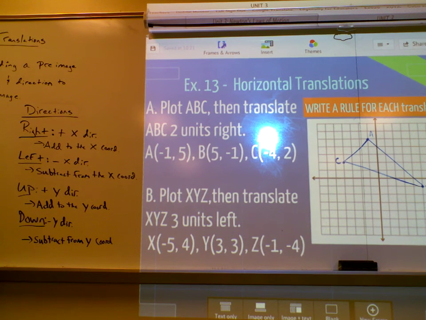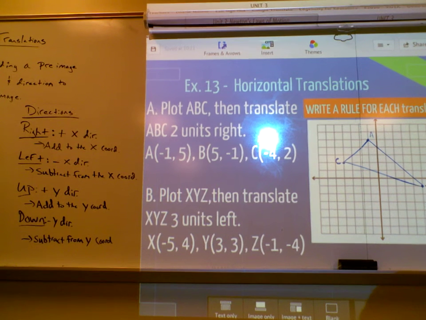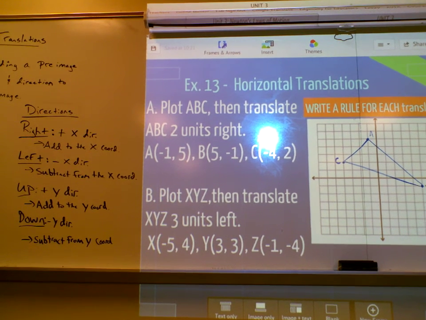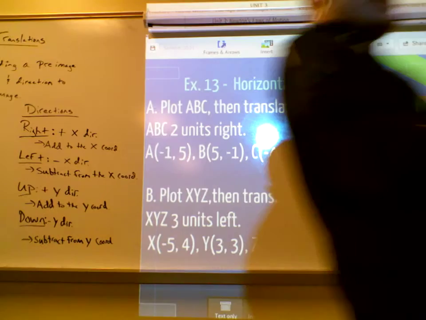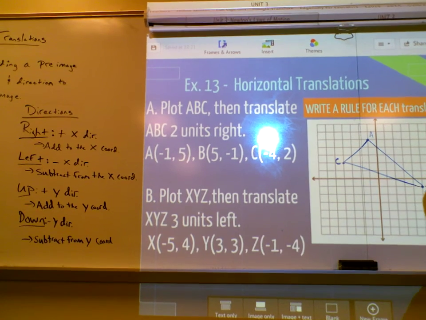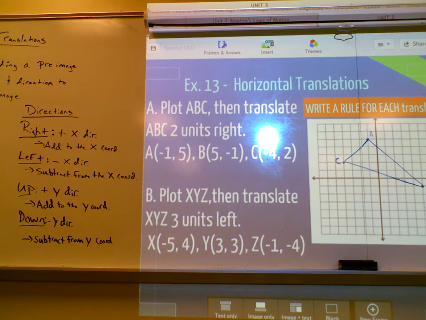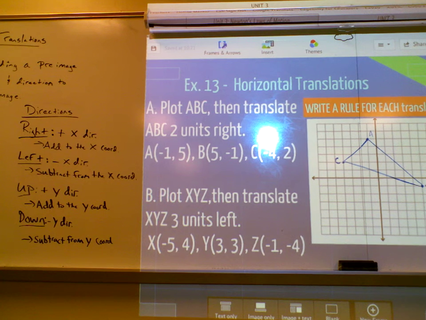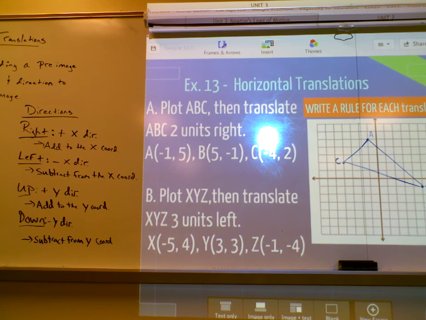Now, we are going to move 2 units to the right. If anyone else wants a ruler, up here, anyone else need one? Tap yourself. All right, we're going to move 2 units to the right. So am I going to be moving in the positive x or negative x? We're going to be moving in the positive x, right? Anybody else? Anyone else?